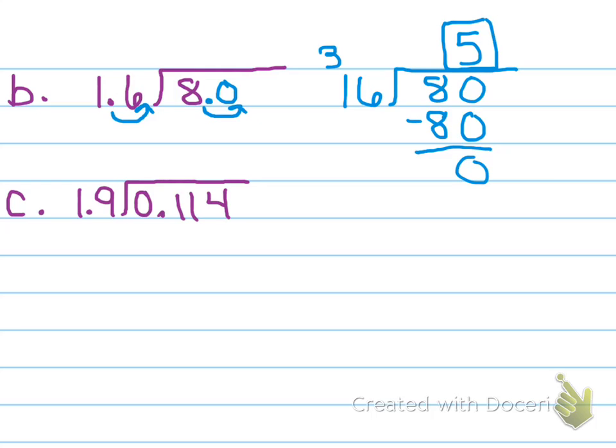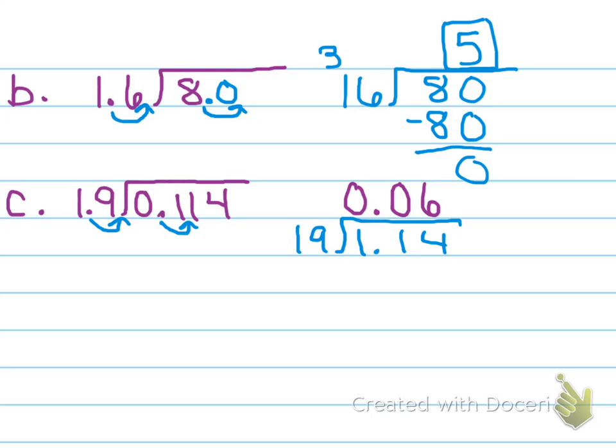Now in letter C, we need zeros to hold place value. So it's important that you get into the habit, especially after the decimal, that you use a zero to hold the place. If you don't, it changes your answer and you will get the incorrect answer. So we see that there's one decimal place in the divisor, so I need to move my decimal to the right one place in both the divisor and the dividend.